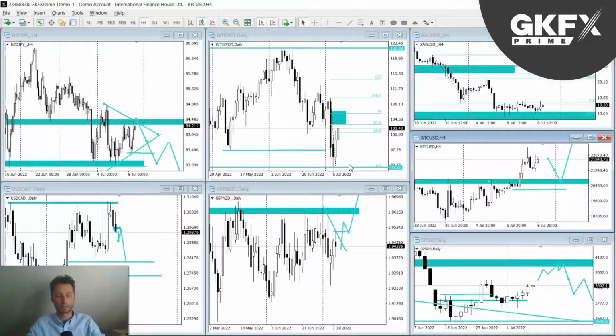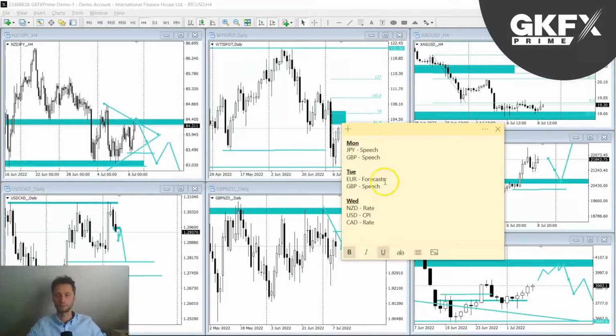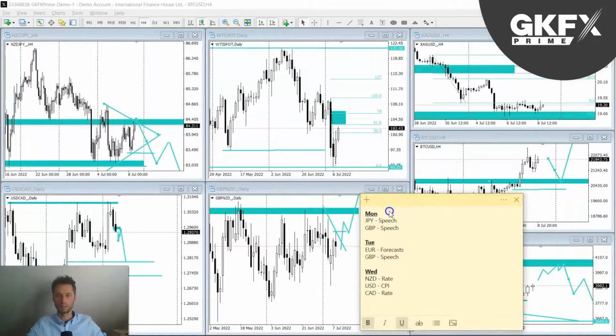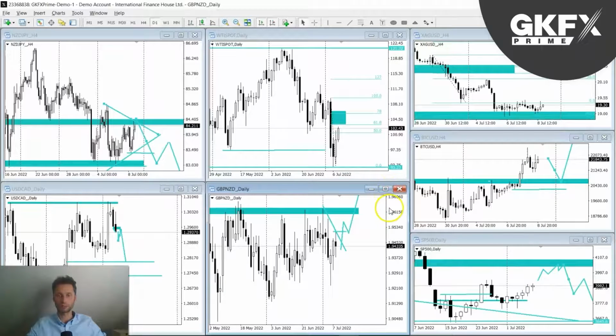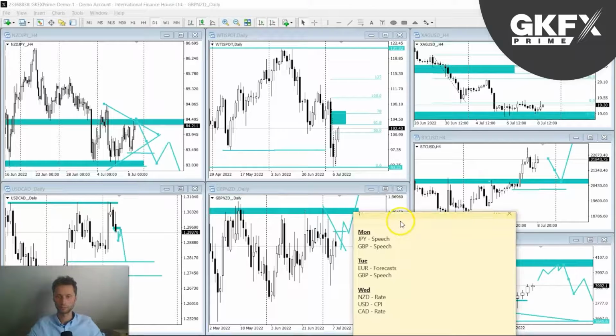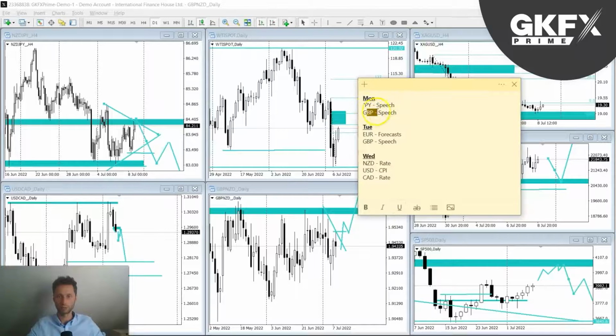Once again, remember the news. Let me just remind you. Here's the major news for the week. So we have got pound news to be aware of. We've got the pound New Zealand we're trading. We've obviously got New Zealand, the rate to be aware of on Wednesday. We've got 2 charts, New Zealand yen and pound New Zealand.